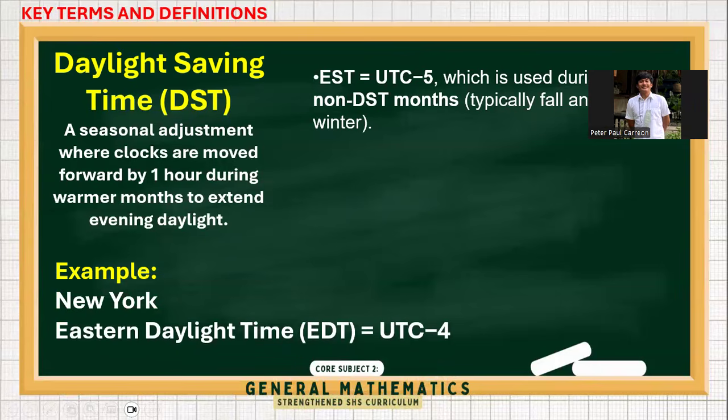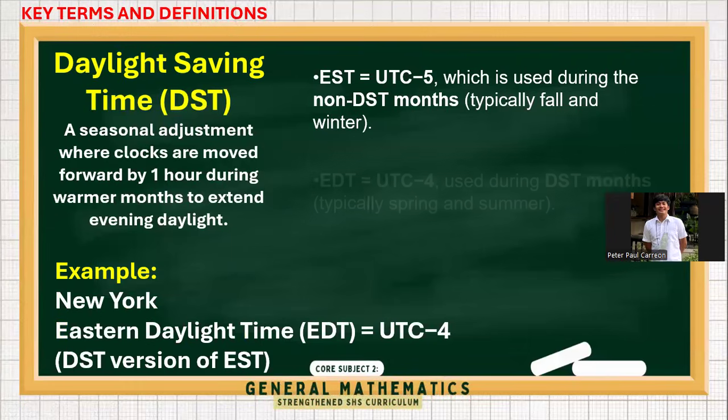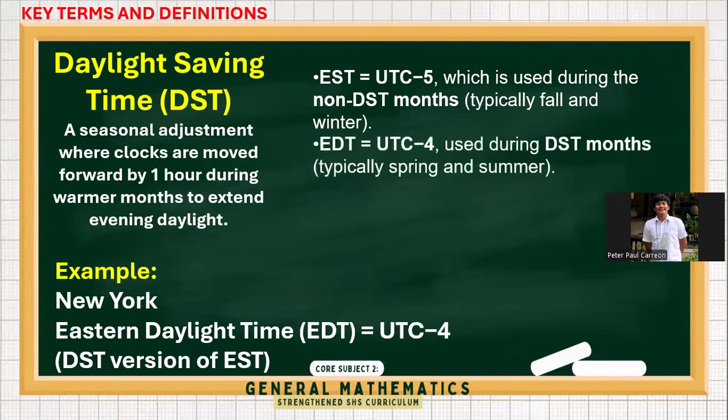again, in New York, EST follows the -5, which is used during the non-DST months, and this typically happens during fall and winter. Well, for the EDT, we follow the UTC -4 since we move 1 hour forward. So we follow the UTC -4 during the months, typically during summer and spring.